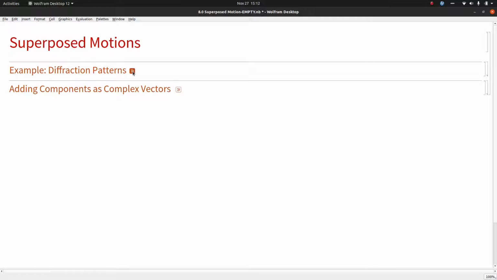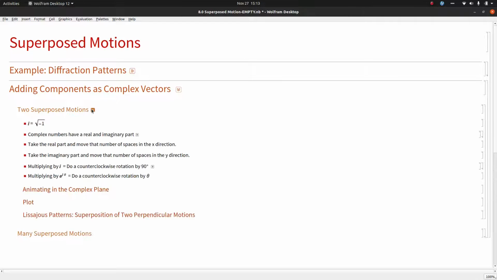So we are going to teach you how to superpose multiple motions, and we're going to be doing it by adding components of complex vectors. So to start off, let's review from our discussion about what happens when you're superimposing motion from complex vectors.